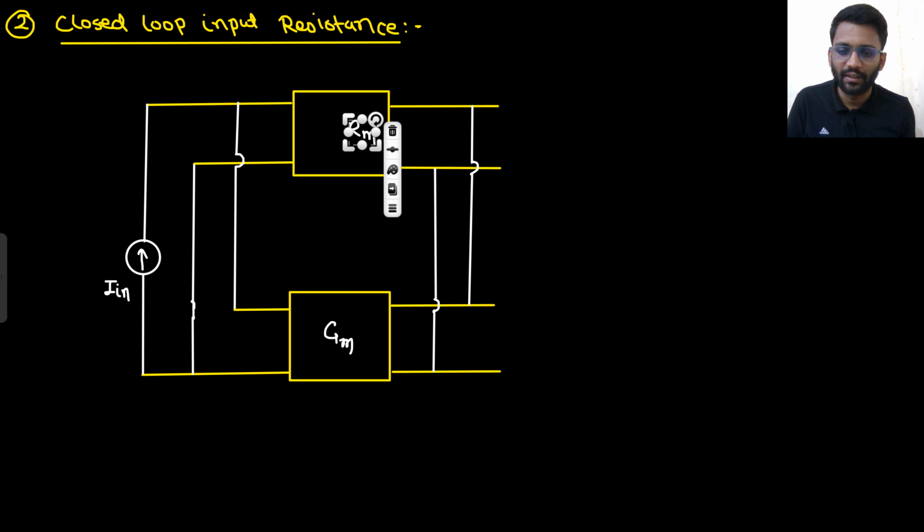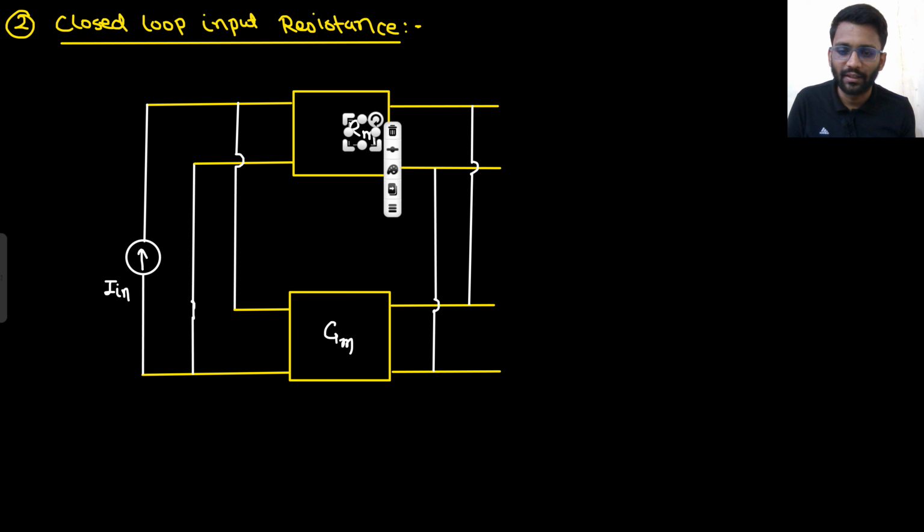So what was happening? Your output V naught is being sampled, and now it is giving us Gm V naught current here. And what is the current going into the input? That is I in minus Gm V naught. Now this Rm is amplifying the current and converting it into voltage. So what is the current coming into the amplifier? The current coming into the amplifier is I in minus Gm V naught. Now this current will be amplified by the factor of Rm and will give you voltage V naught. Say yes or no, right?